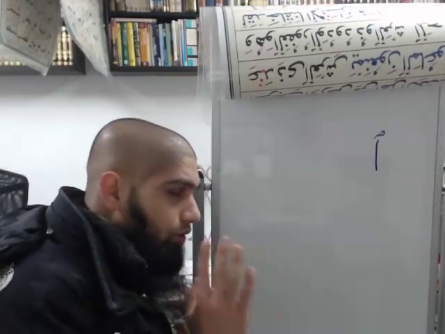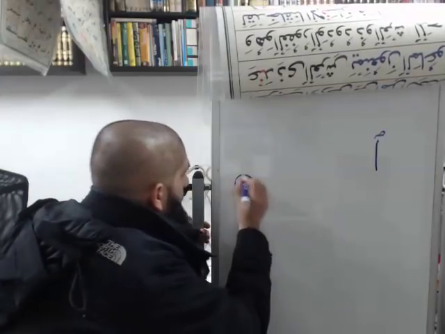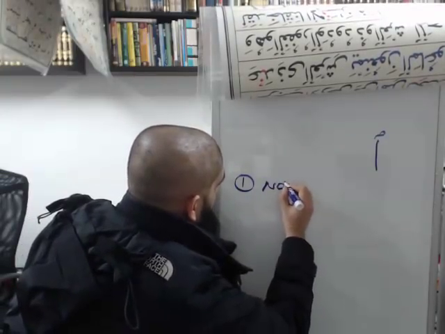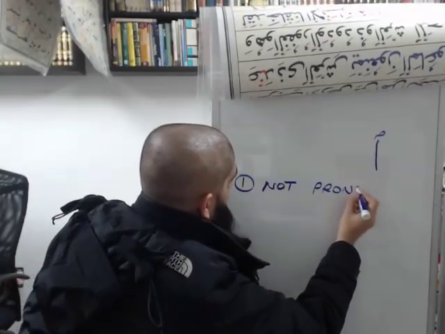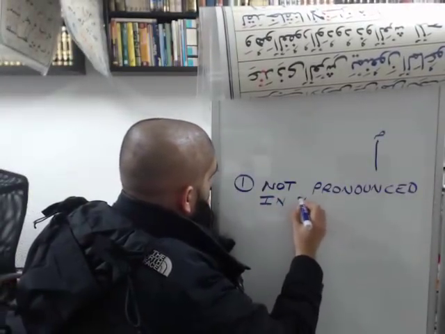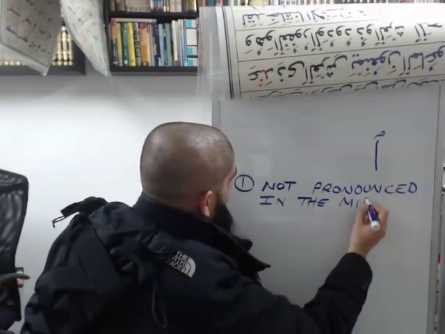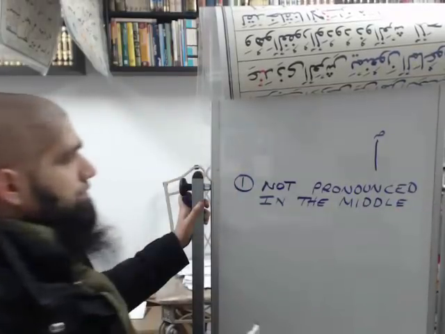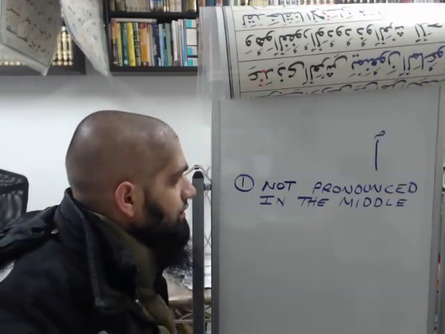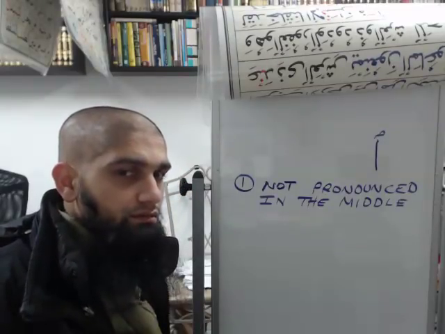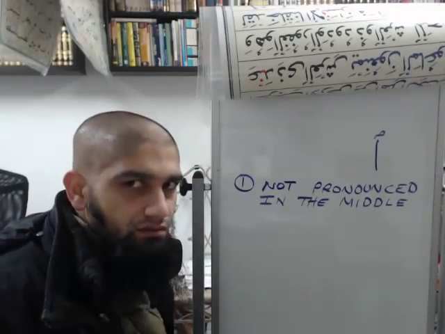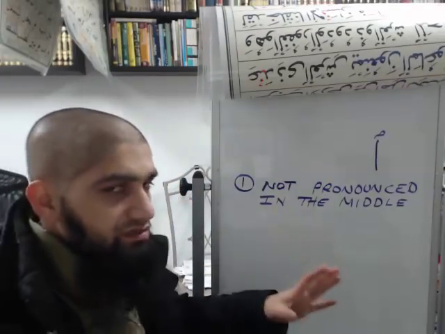What I need you to remember now, first rule about this Hamza, is that if it appears in the middle of a word, it's not pronounced. You ignore it. It's a different story when you begin with it. Now, you have to do something. But if it appears anywhere in the middle of the word, you don't pronounce it. So this is the first main rule you need to remember.